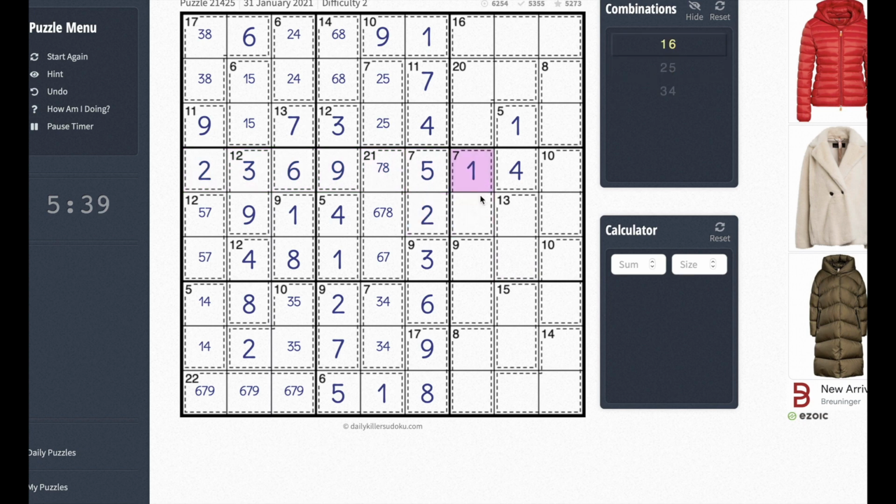That's got to be a 1, 6. So we can take 1, 4, 6 out of here. We can take all 6 out of there, making this a 5, 8. There's an 8 there, so it's 5, 8 like so. Take the 8 out, gives us a 7, 3 like that.